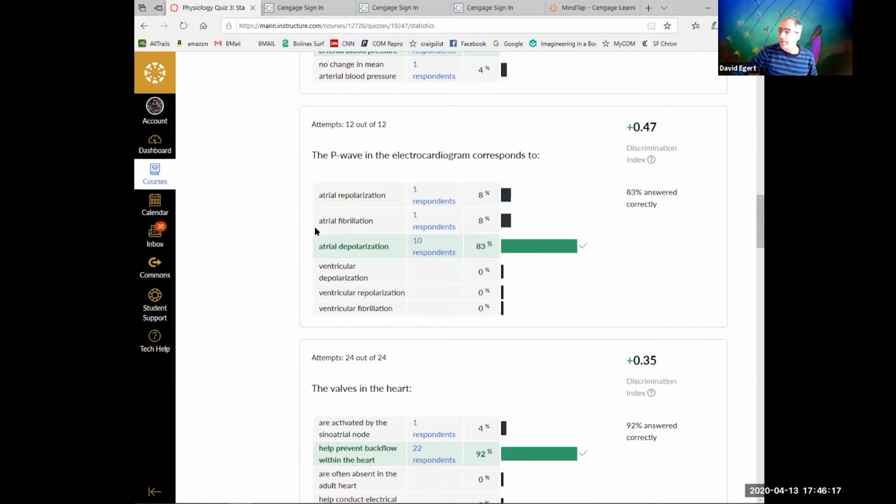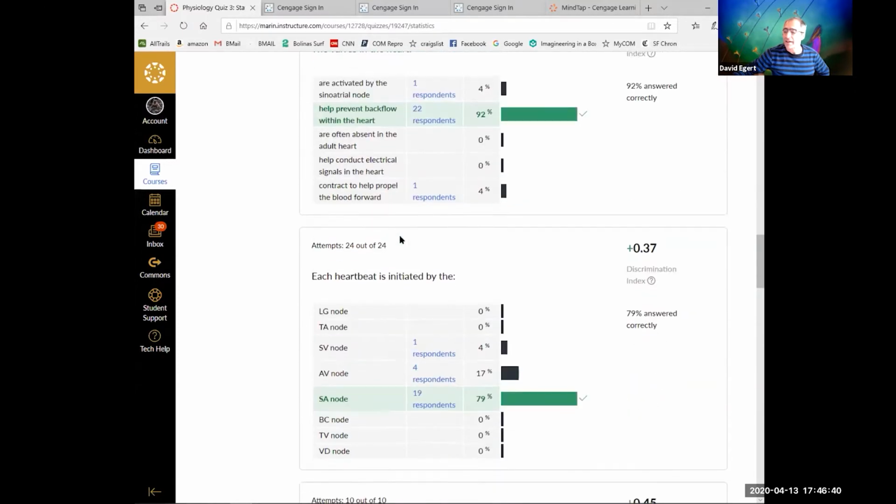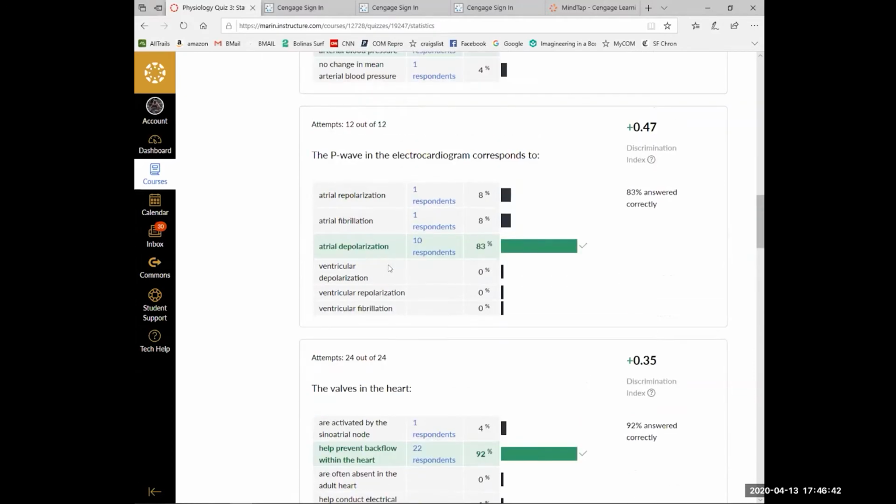P wave. I think I actually had a bunch of different versions of this. P wave, that's the beginning. Yeah, so most people got it. Atrial depolarization. What if it had said T wave? Ventricular repolarization. If it was a QRS complex?